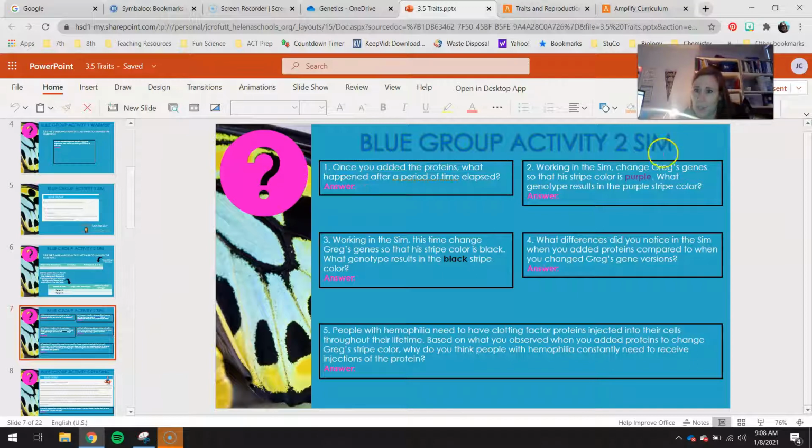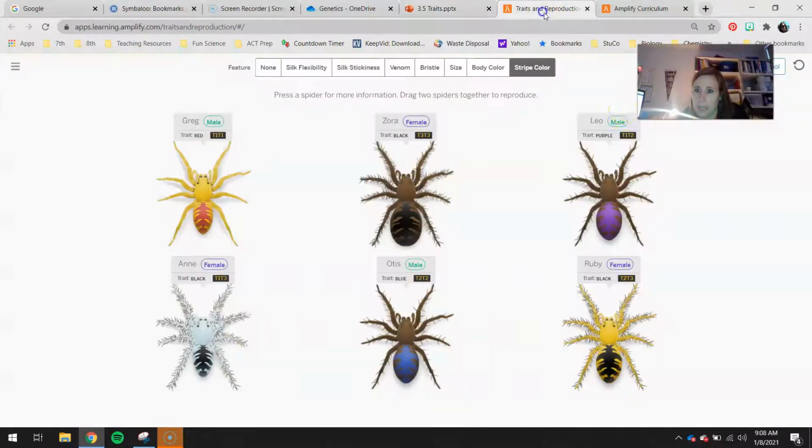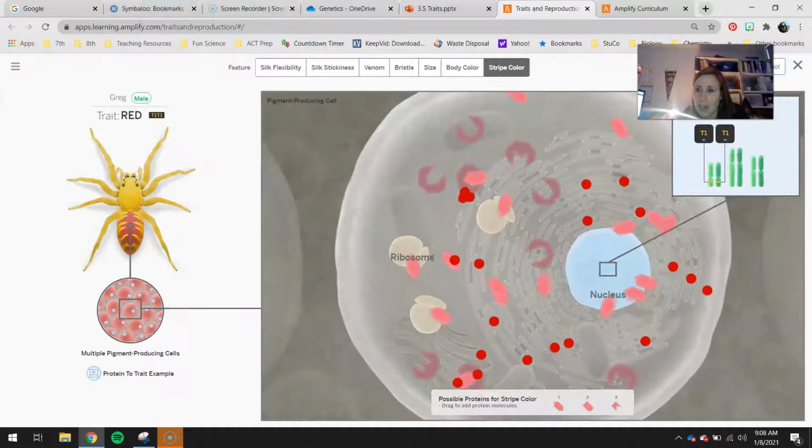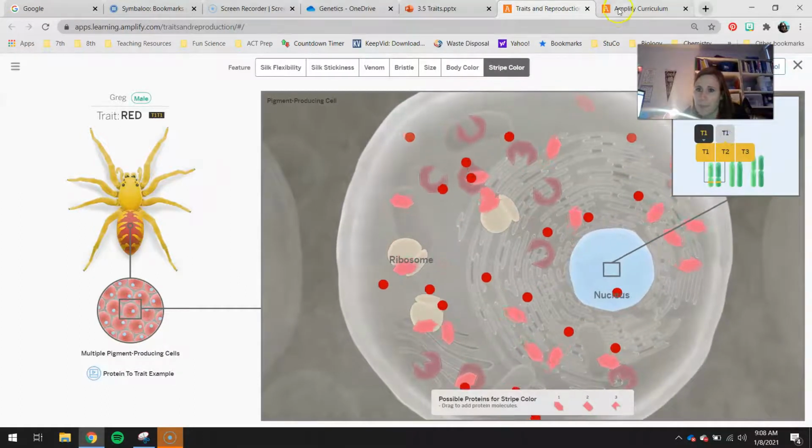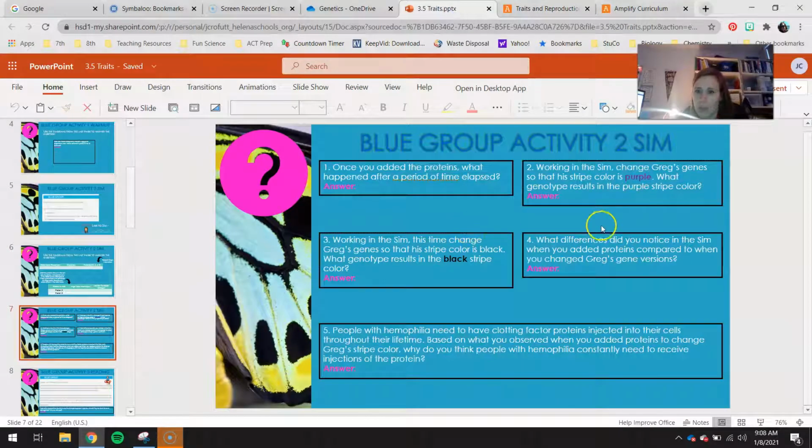Okay, working in the sim, change Greg's genes. So this time you're gonna go into Greg, and you're gonna mess with his little alleles up here by changing his genes. Okay? So once you change Greg's genes, can you guys change them to make his color go to purple? So mess around with those until Greg is showing a purple phenotype. What genotype results in this? So what did you end up changing to get it to purple?